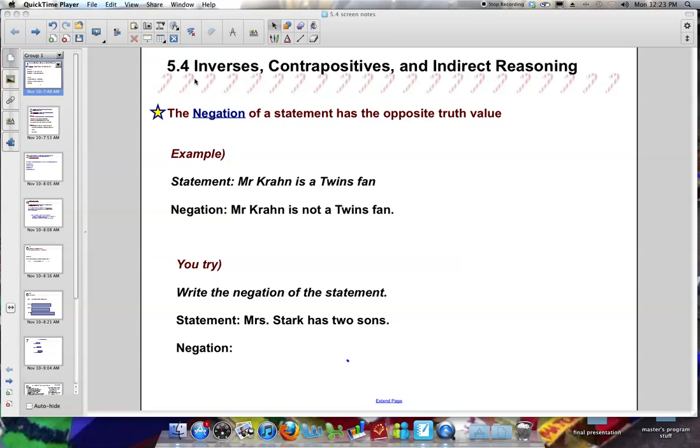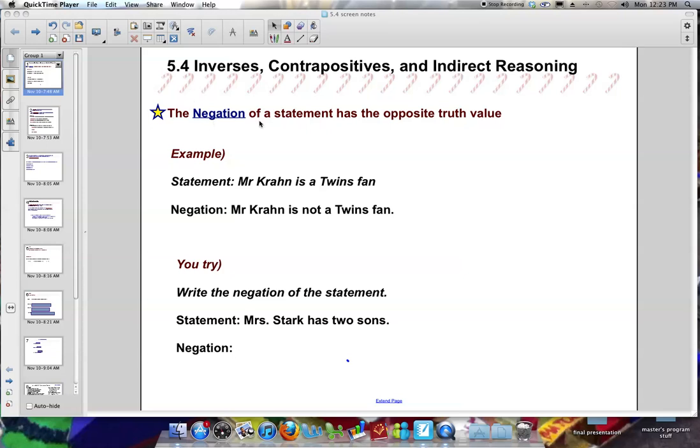This lesson is on section 5.4, inverses, contrapositives, and indirect reasoning. This is an extension of the lesson from chapter 2 that was on converses of statements and conditionals and biconditionals. We're going to start by learning a new word.